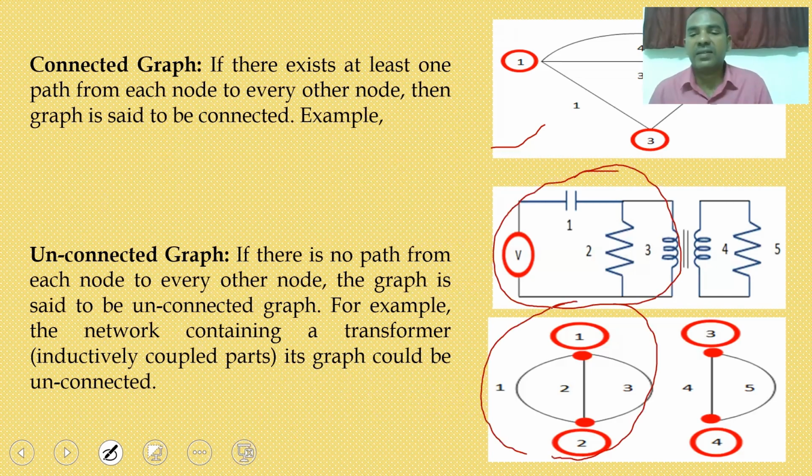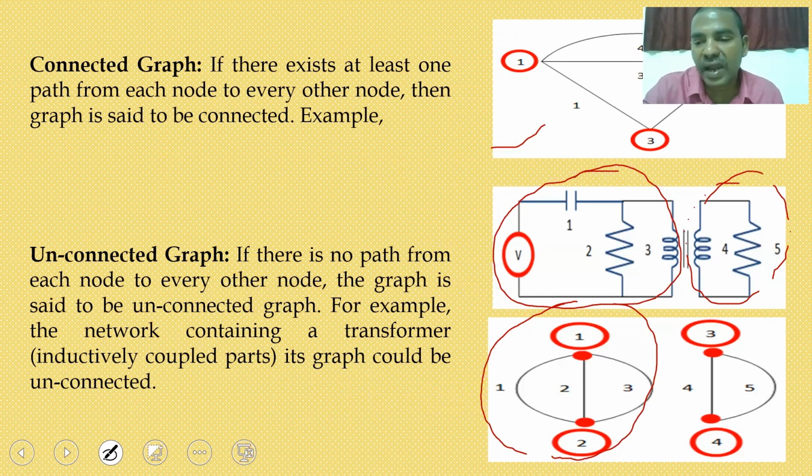So three branches are there. Voltage source and capacitor will form branch 1. Resistor will form branch 2. And the inductor will form branch 3. And the second point on the right-hand side, an inductor and a resistor are there. So branches 4 and 5 are there.